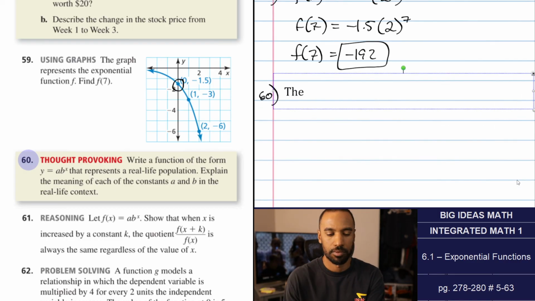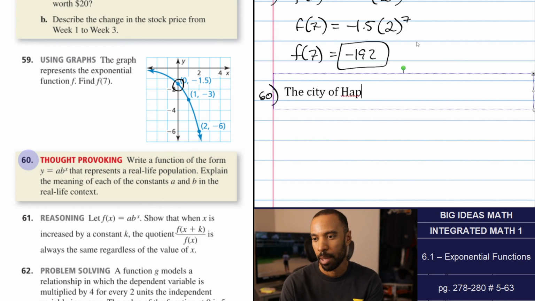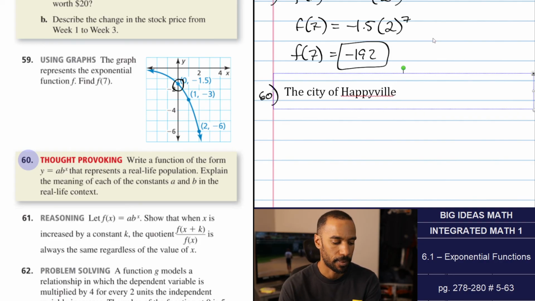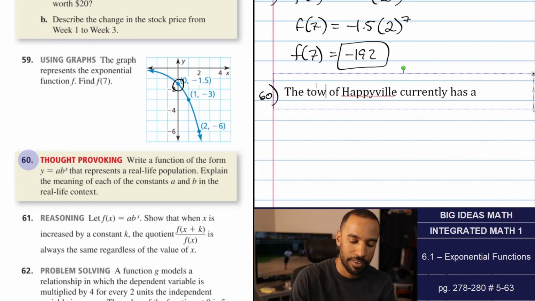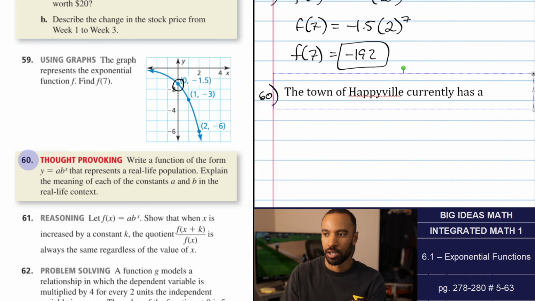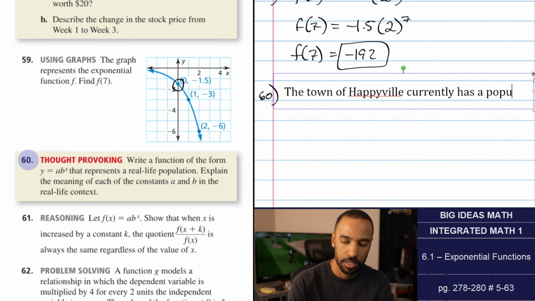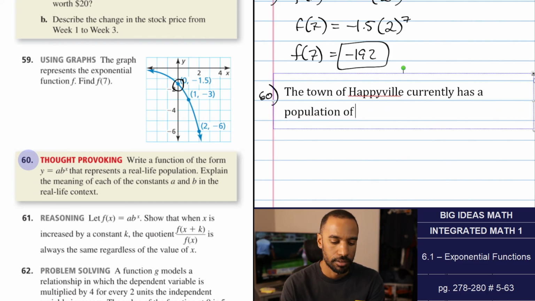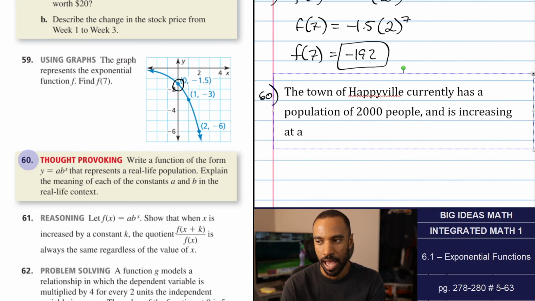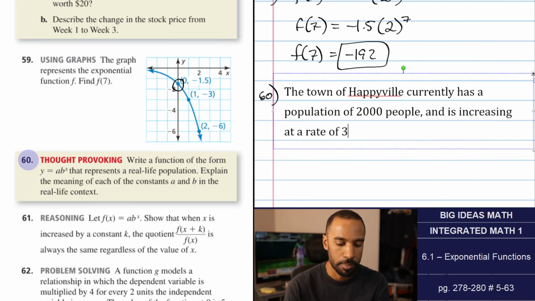I'm going to make a word problem out of this. I'm not going to use real-life numbers. The town of Happyville currently has a population of 2,000 people and is increasing at a rate of 3% every year.